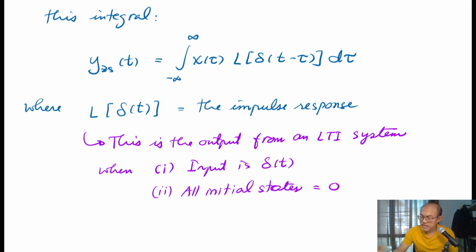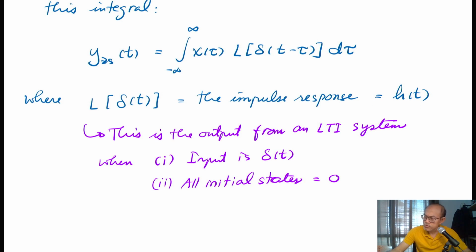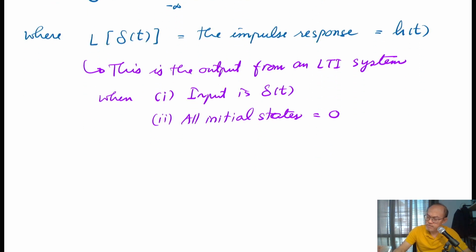Okay, and we have a dedicated symbol for the impulse response of an LTI system. We will almost always call it h of t. So we reserve the letter small h to be the impulse response of an LTI system. Whenever you see h of t, keep in mind that it is the impulse response to an LTI system.